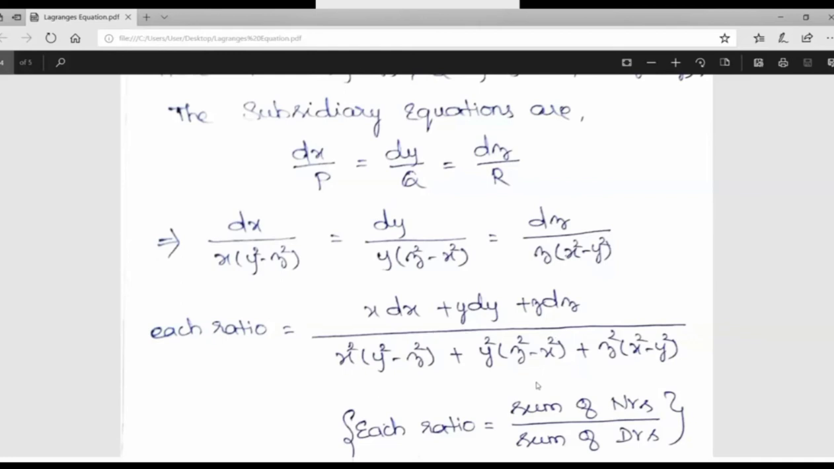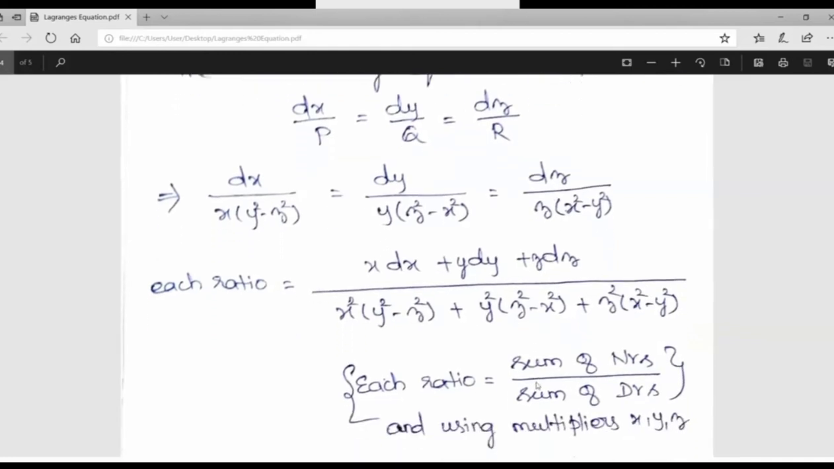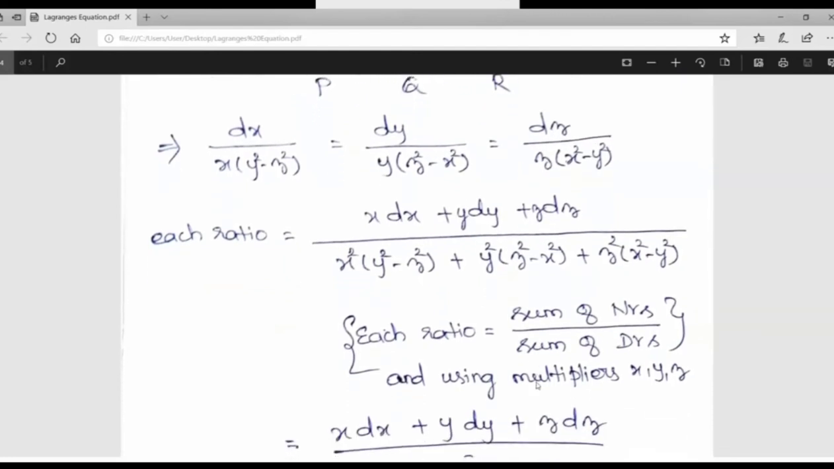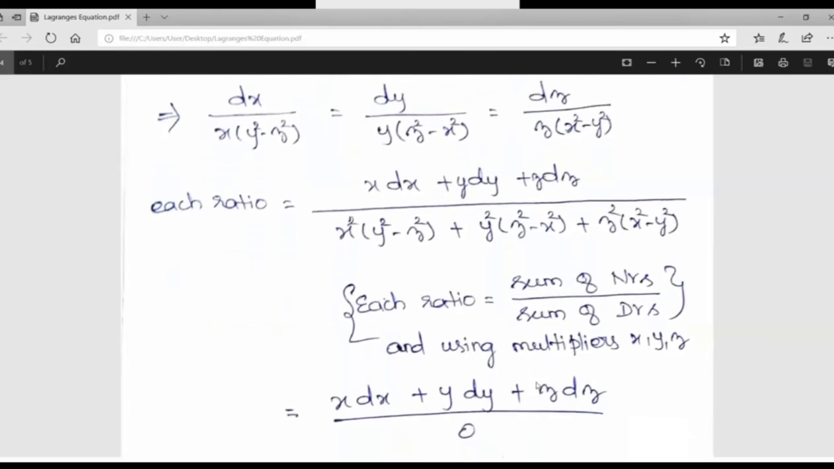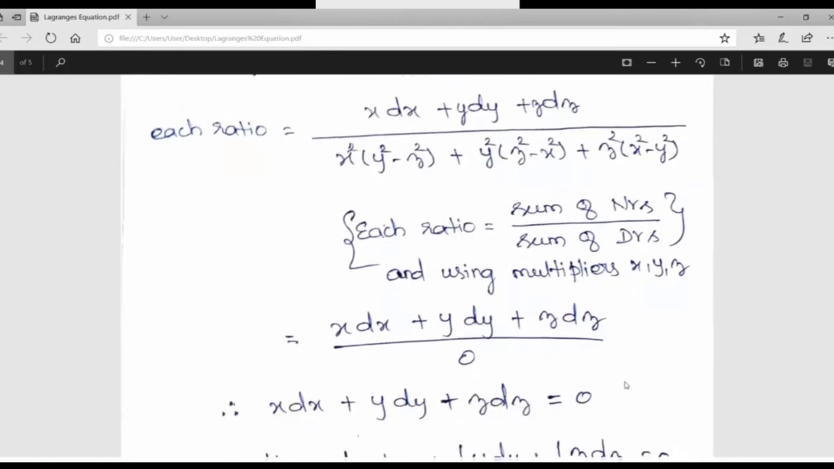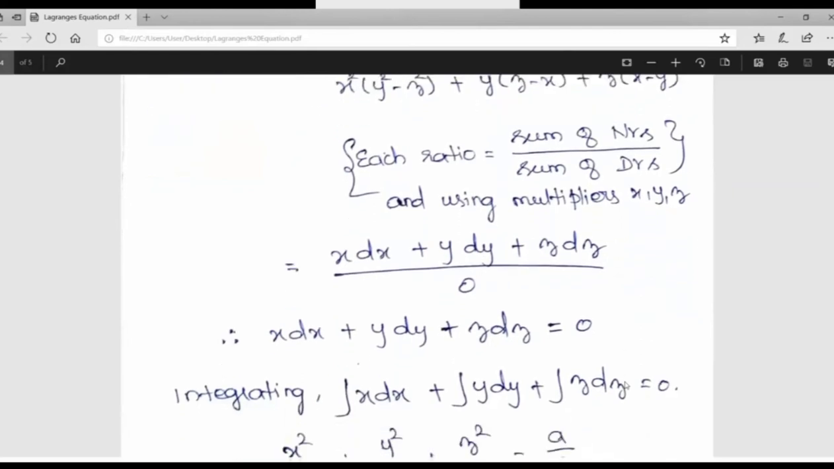If you are multiplying, that is nothing but each ratio, that is sum of the numerators over sum of the denominators using the multipliers x, y, z. The multiplier should be multiplied both in the numerator and also in the denominator. So if you are multiplying, x square y square, here one x square minus x square y square. Similarly, x square z square, x square z square, everything will be cancelled. So you will be getting the denominator value as 0.